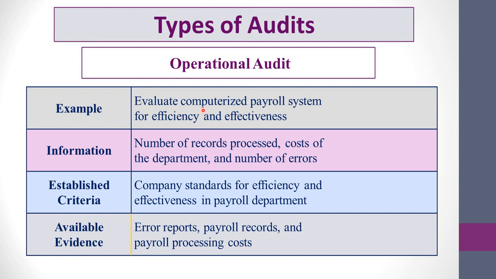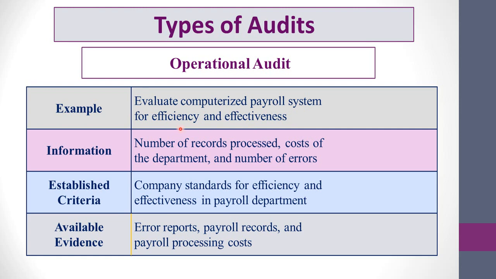What kind of information as an auditor I should accumulate to evaluate computerized payroll system? Okay, I should accumulate number of records processed, cost of the department and number of errors. So what kind of established criteria for evaluate computerized payroll system should be company standards for efficiency and effectiveness in payroll department. The available evidence, error reports, payroll records and payroll processing costs. يبقى انا لو عايز اعمل evaluating للcomputerized payroll system عشان اتاكد من الefficiency والeffectiveness.